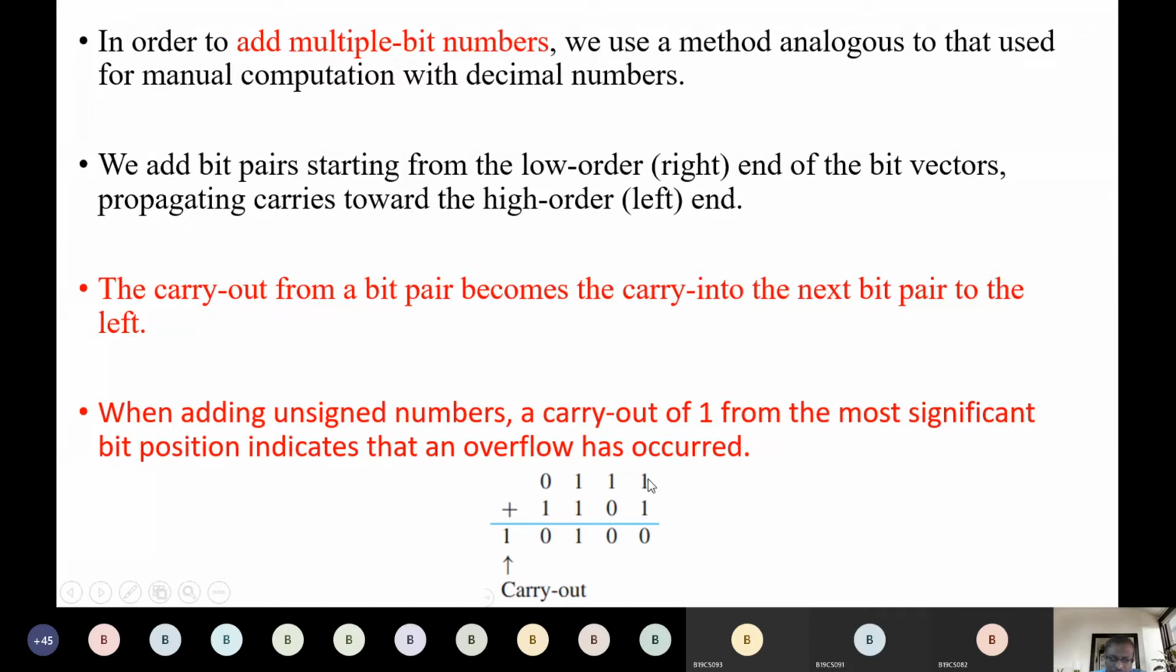This is an example. You can see we are trying to add these, 0 1 1 1 and 1 1 0 1. You can see 1 plus 1 is 1 0. So 0 we keep here and 1 is a carry out. This carry out becomes the carry in for this next one. So we'll add that 1 plus this one. We have again 1 0. So 0 will be here and 1 will be a carry out, which will become carry in here.